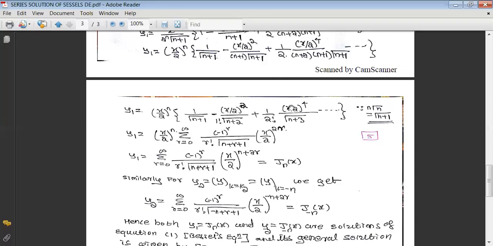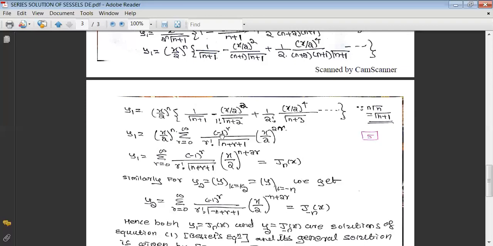Once you look at these things, these results can be put in the form of a summation like this: summation r varies from 0 to infinity, minus 1 raised to r divided by r factorial, into gamma of n plus r plus 1, into x by 2 raised to 2r. Now, any of you have written this one? Let us see. By taking r equal to 0, 1, 2 and so on, we get the above result or not.